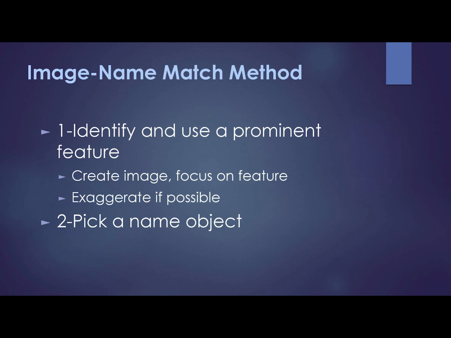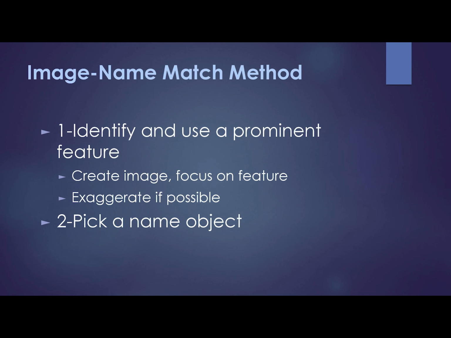This can be done with mental imagery, and the name of the technique is the image name match method. Okay, it has several steps. Let me go through the steps. The first step is to identify and use a prominent feature. So think about what the person looks like.